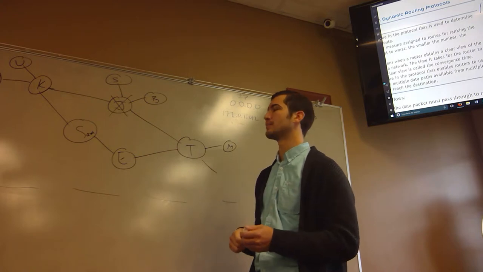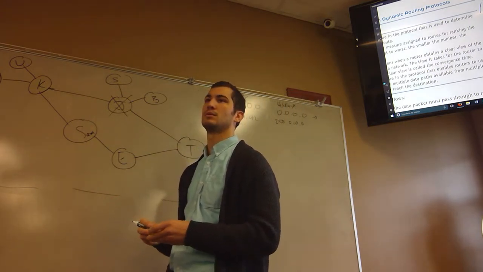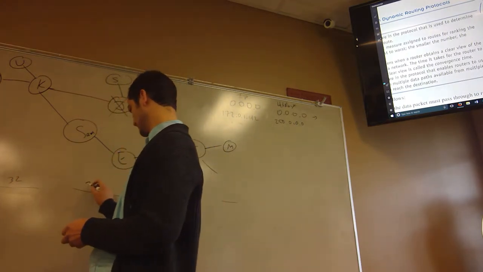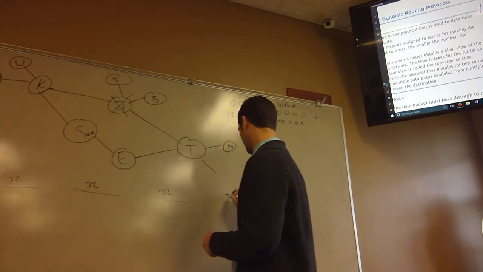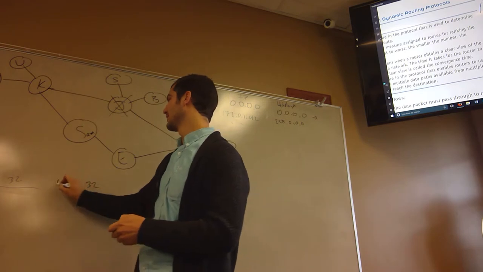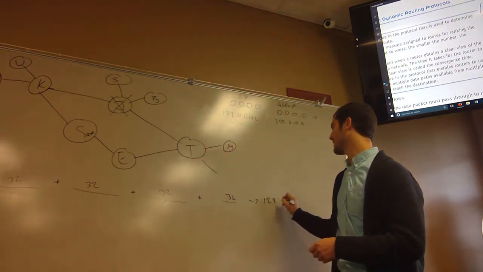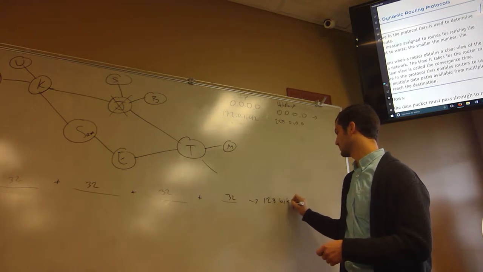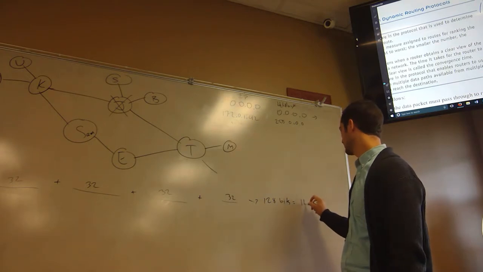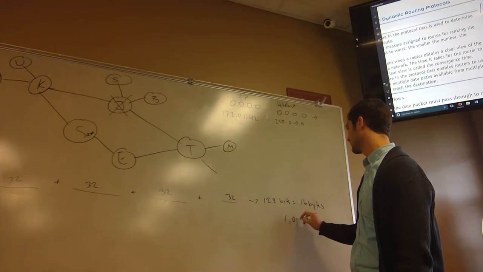For an IP address, how many bits are in an IP address? 32. That's IPv4. I was talking about IPv6, which is 128 bits. Which equals what, 128 divided by 8? 16 bytes. And a gigabyte is 1 million bytes.